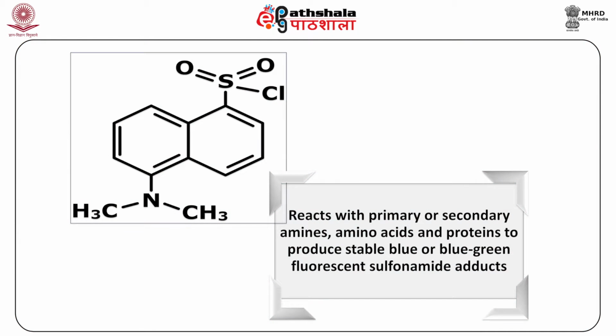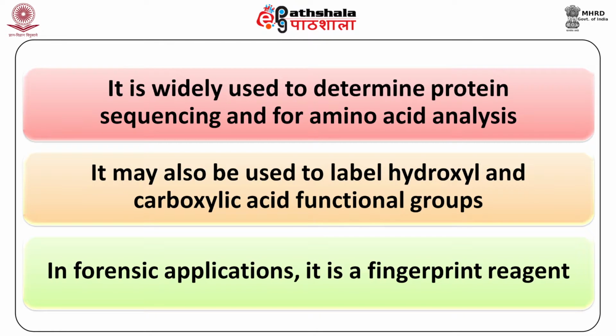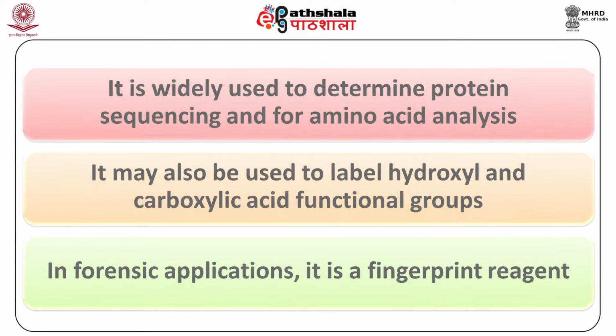Dansyl chloride, the structure of which is depicted in the figure, reacts with primary or secondary amines, amino acids, and proteins to produce stable blue or blue-green fluorescent sulfonamide adduct. It is widely used to determine protein sequencing and for amino acid analysis. It may also be used to label hydroxyl and carboxylic acid functional groups. In forensic applications, it is a fingerprint reagent.